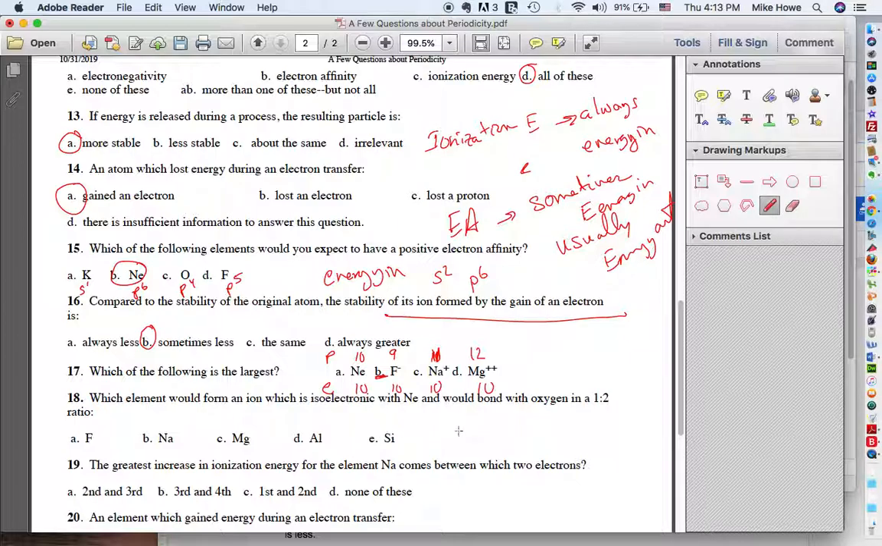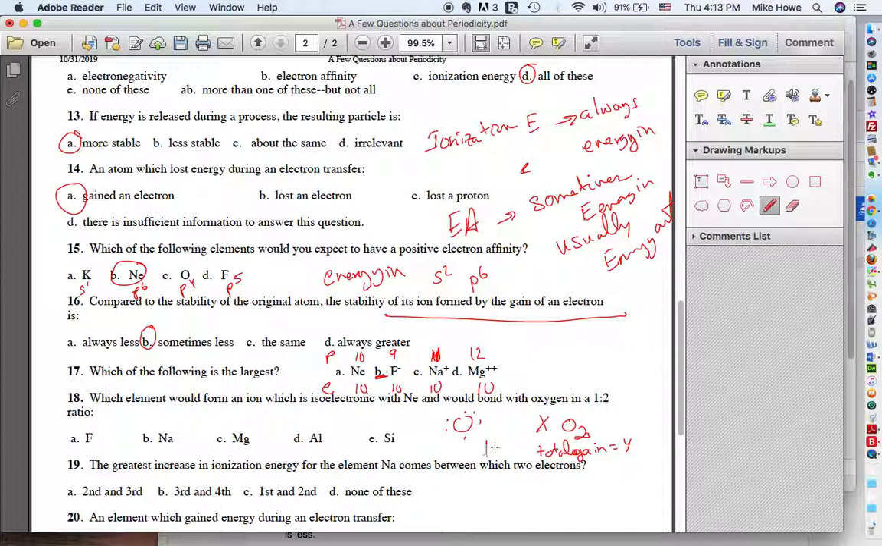All right, the bonding with oxygen in a 1:2 ratio. Here's oxygen. 6 valence electrons, going to gain 2. So each oxygen atom is going to gain 2. A 1:2 ratio means you've got X, O2. Each one of these O's gains 2 electrons, but there are 2 atoms, so the total gain would be 4, because there are 2 atoms, each one gains 2, according to this picture.